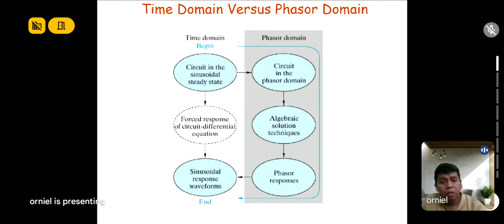Now this is normally the circuit from time domain down to a circuit in sinusoidal steady state. Okay, so una-una, pwede na ito siya i-convert into phasor domain, no? So, naa na natin circuit in a phasor domain. So, algebraic solution techniques, mag-add ta, multiply, subtraction, and so on. Okay, then naa na natin phasor nga response, and balik din nato sa time domain nga answer.